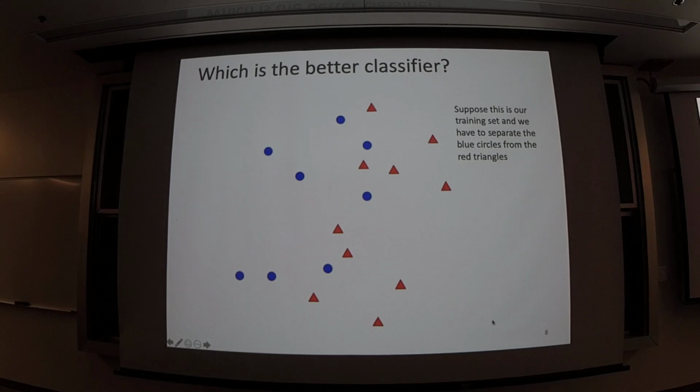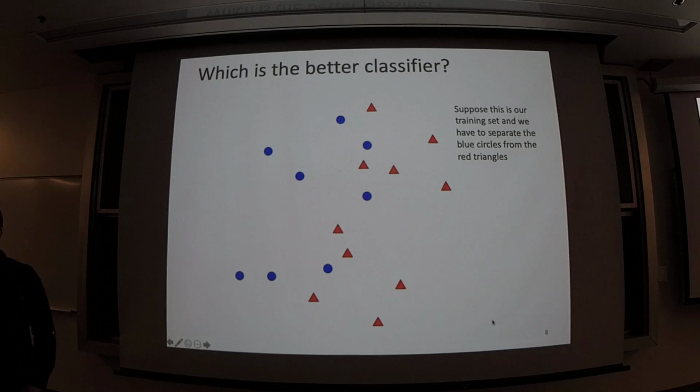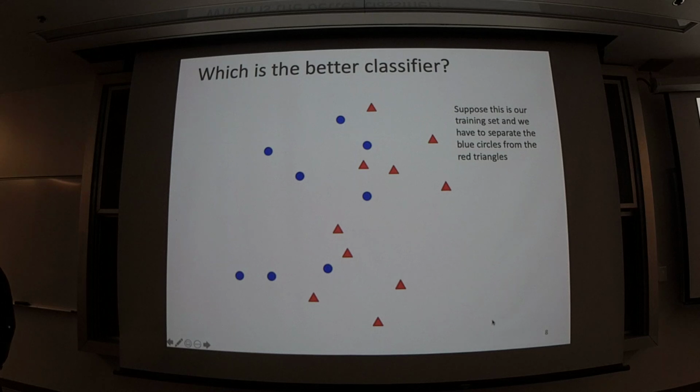So let us look at a concrete example. Suppose this is our training set. We have positive labels and negative labels, right? Blue circles and red triangles. Now I want to learn a classifier to separate the positive examples from negative examples. A question would be, what kind of classifier do you want to use?